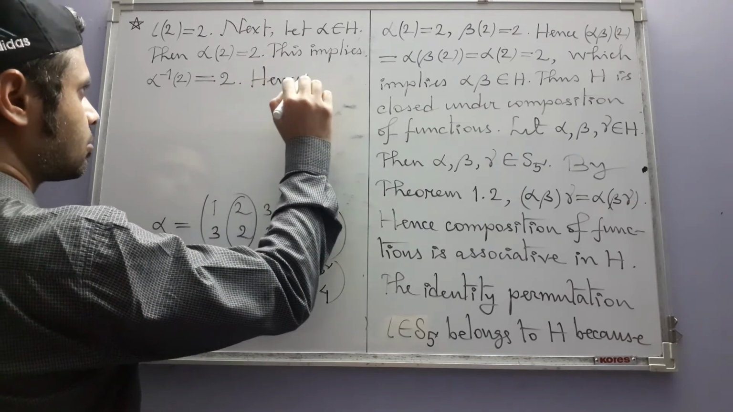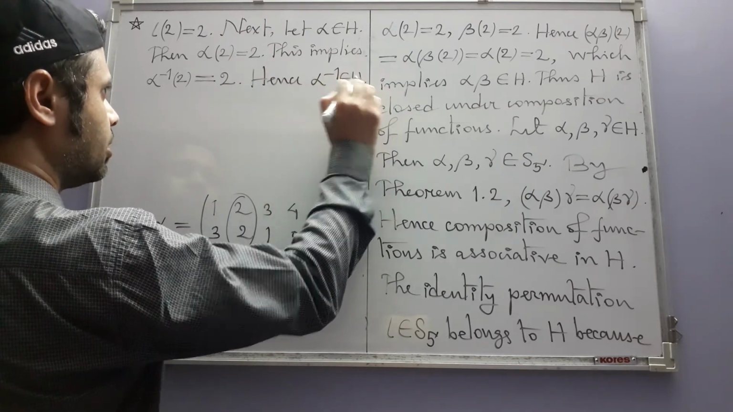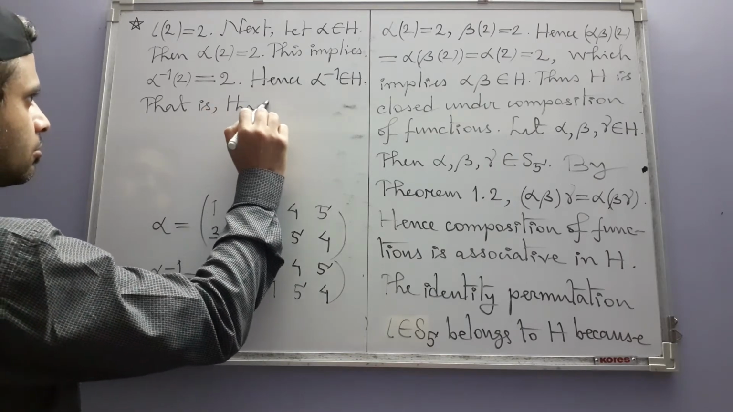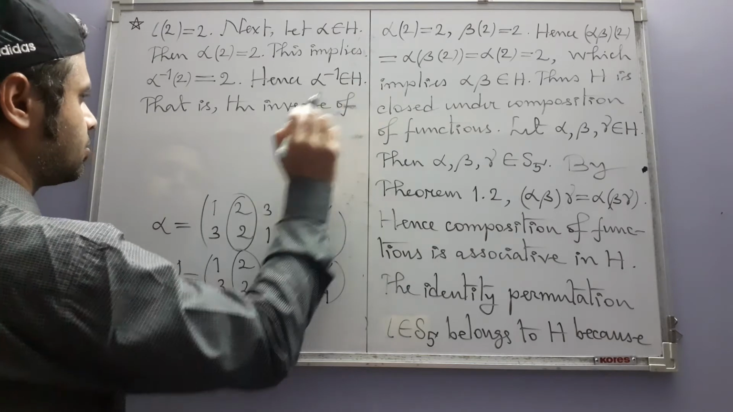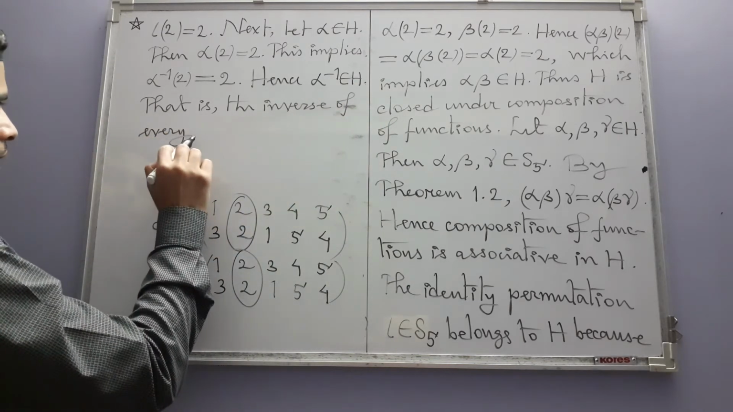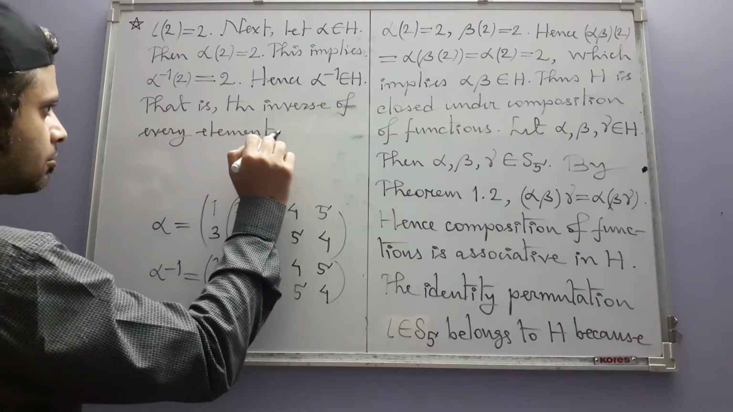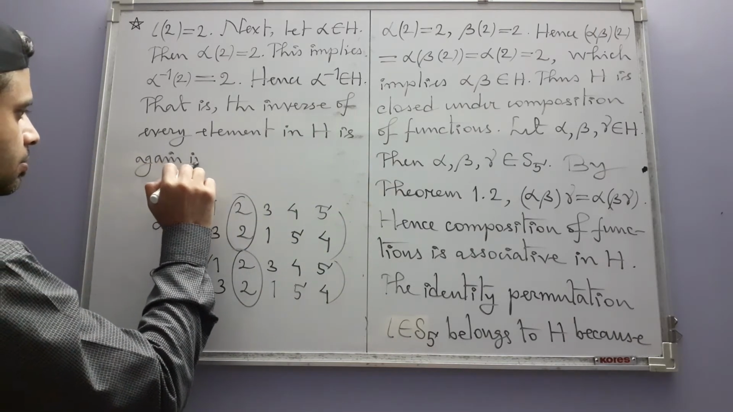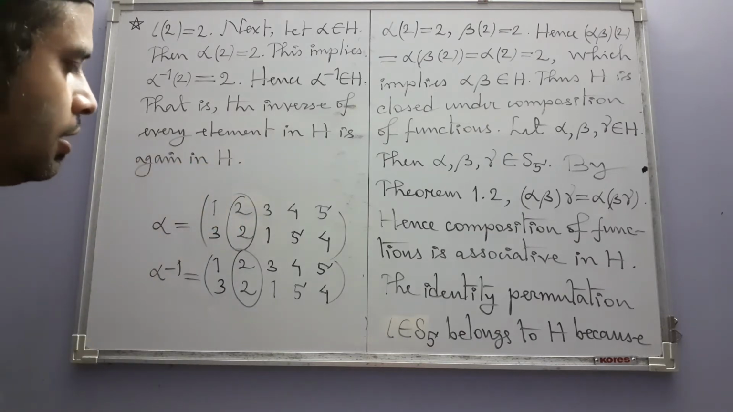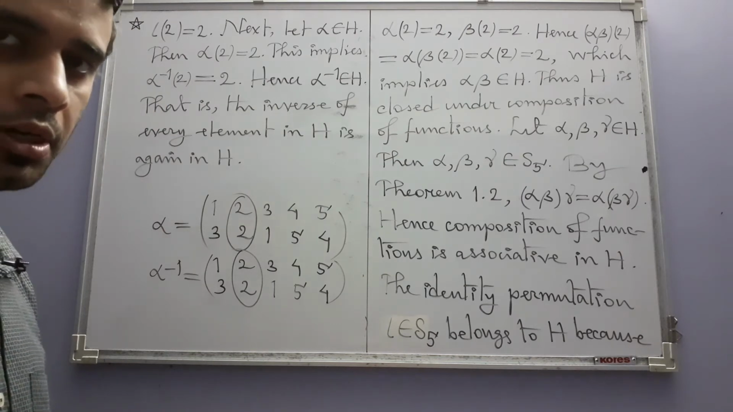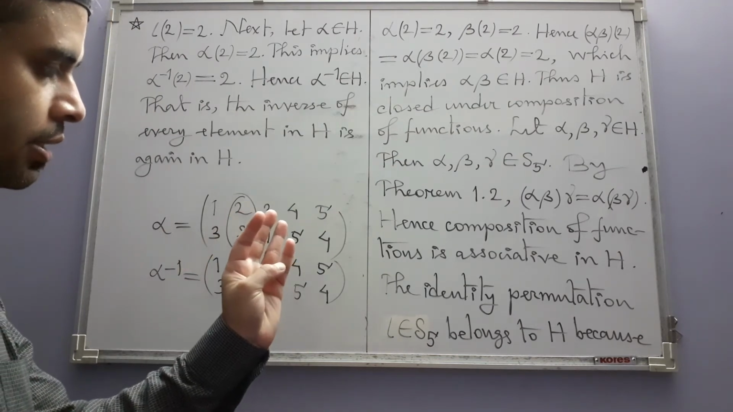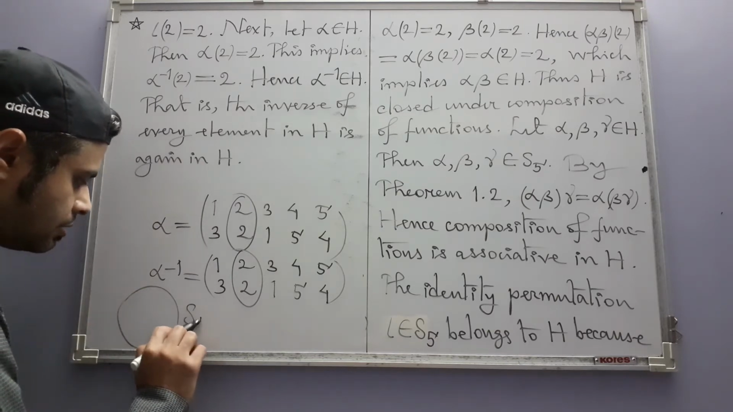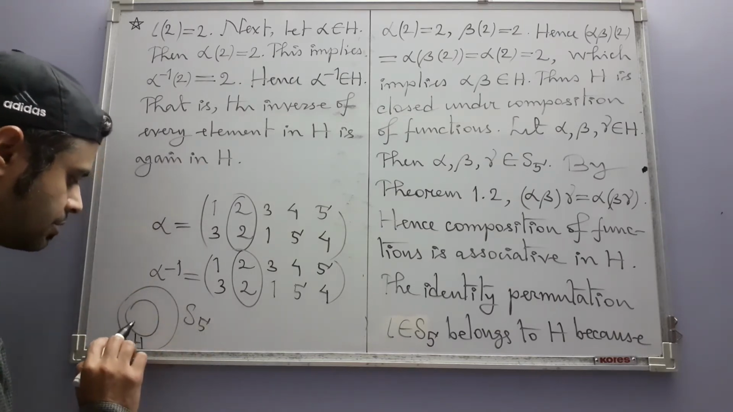Hence alpha inverse belongs to H, that is, the inverse of every element in H is again in H. So you see that whatever properties S5 enjoys, I mean these 4 properties: closure, associativity, identity and existence of inverses, these same properties are also enjoyed by this smaller set H.